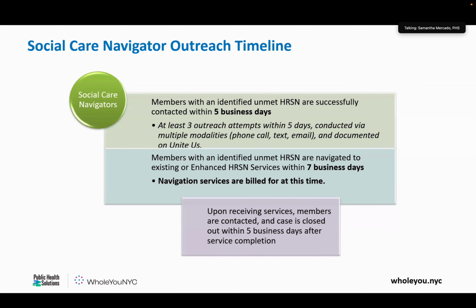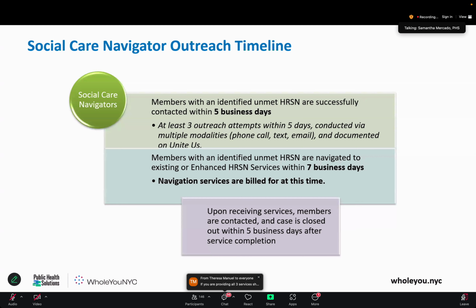So the timeline for outreach and for reimbursement. So members with identified unmet HRSNs should be successfully contacted within 5 business days. There is the expectation for at least 3 outreach attempts within 5 days, conducted via multiple modalities. And in our navigation training, we review that best practice for that is for these 3 outreach attempts to happen approximately every other day and at varying times.